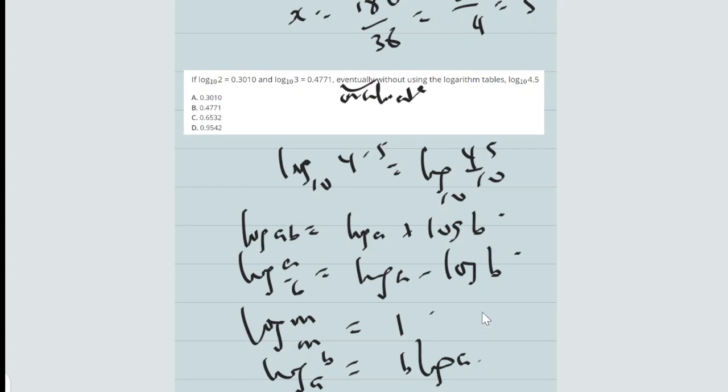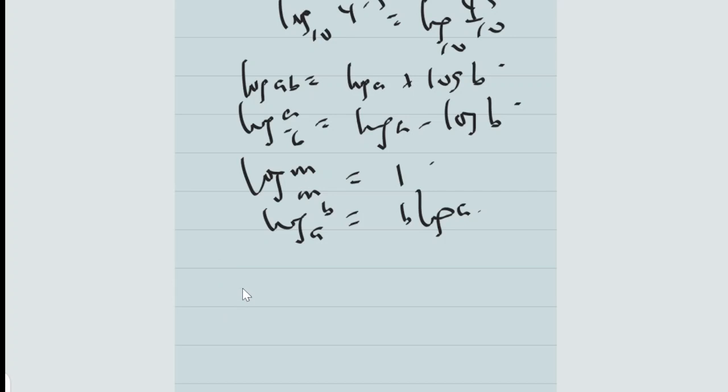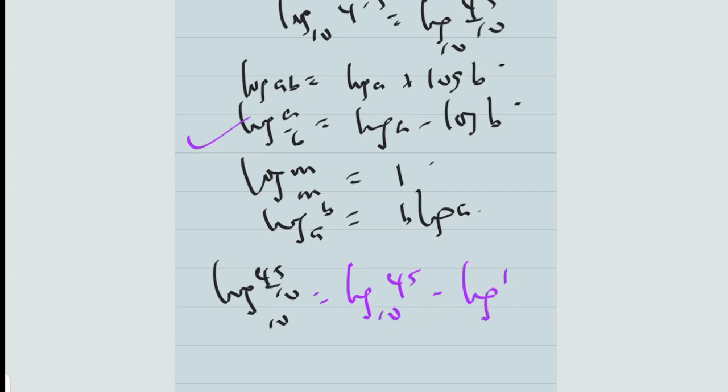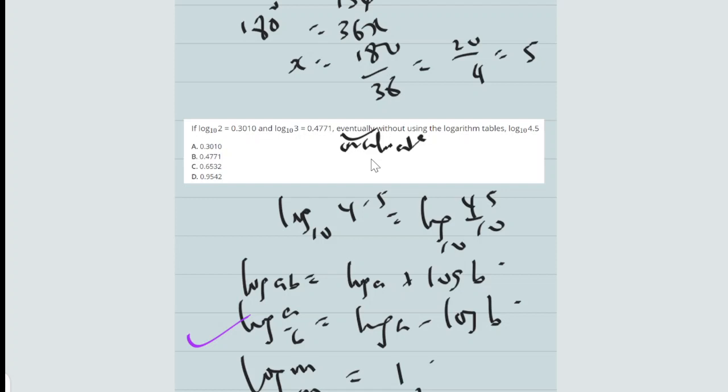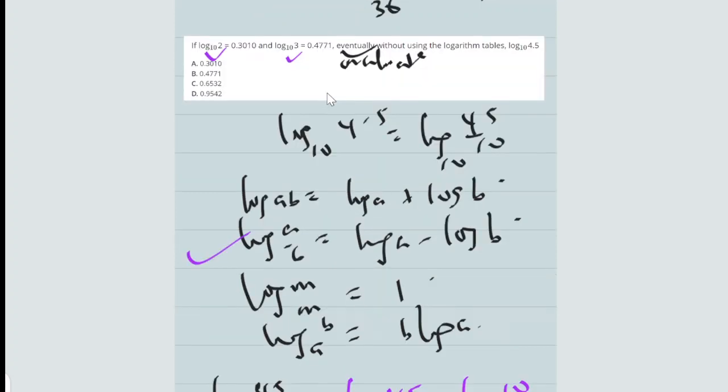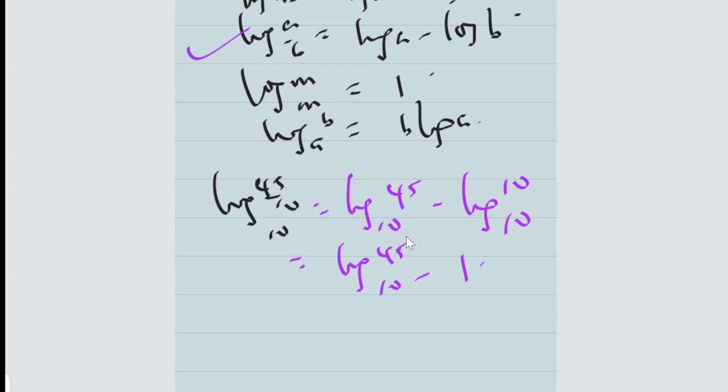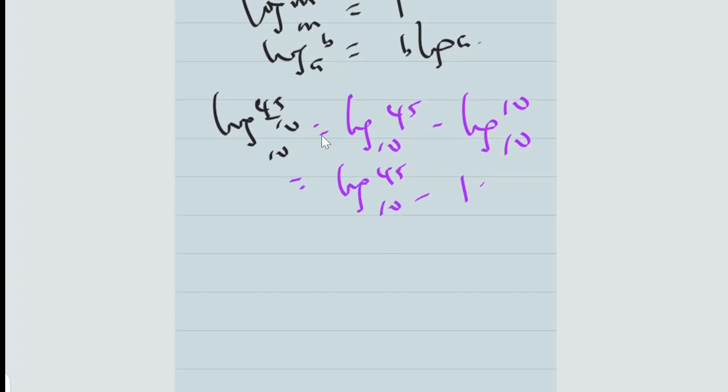But if you check our own question now, we have log 45 over 10 base 10. From the second law here, this is the same thing as log 45 base 10 minus log 10 base 10. I hope you understand now. This will give me log 45 base 10 minus 1, because log 10 base 10 is 1, as log M base M is 1. But now we were only given 2 and 3. It means we have to express this logarithm in terms of 2 and 3. How do we do this?